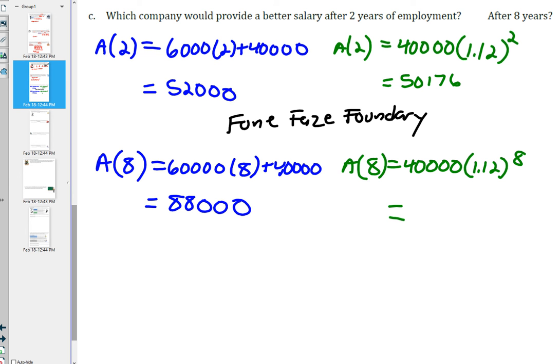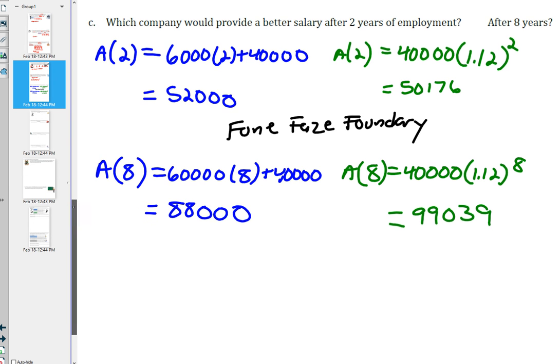Well, let's go to the nearest dollar. Let's round up, since with salaries you don't get cents. So 99,039. Yes. Okay, just leave it there. And you got one. Okay. So which company is better to work for after 8 years? The second one, yeah. Thanks, Michael.